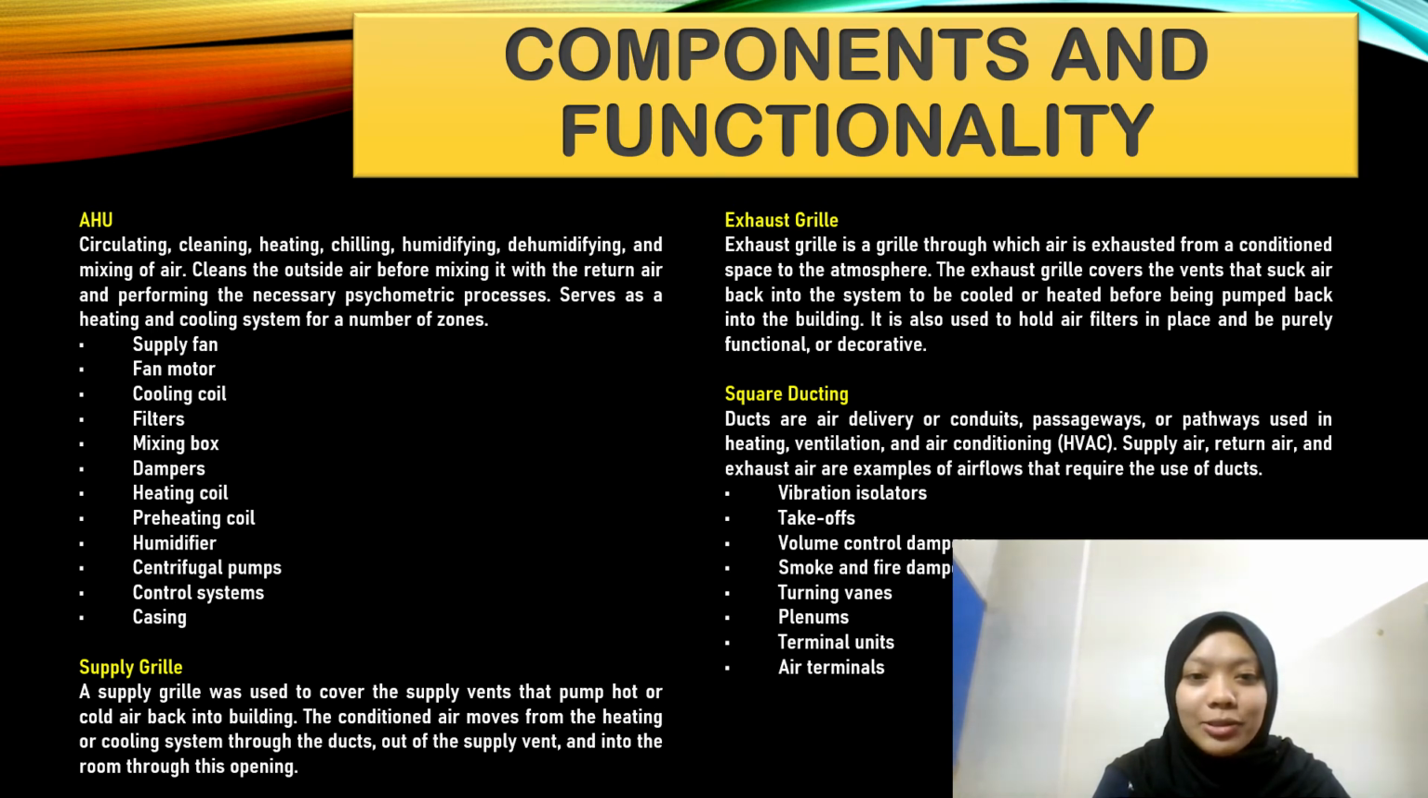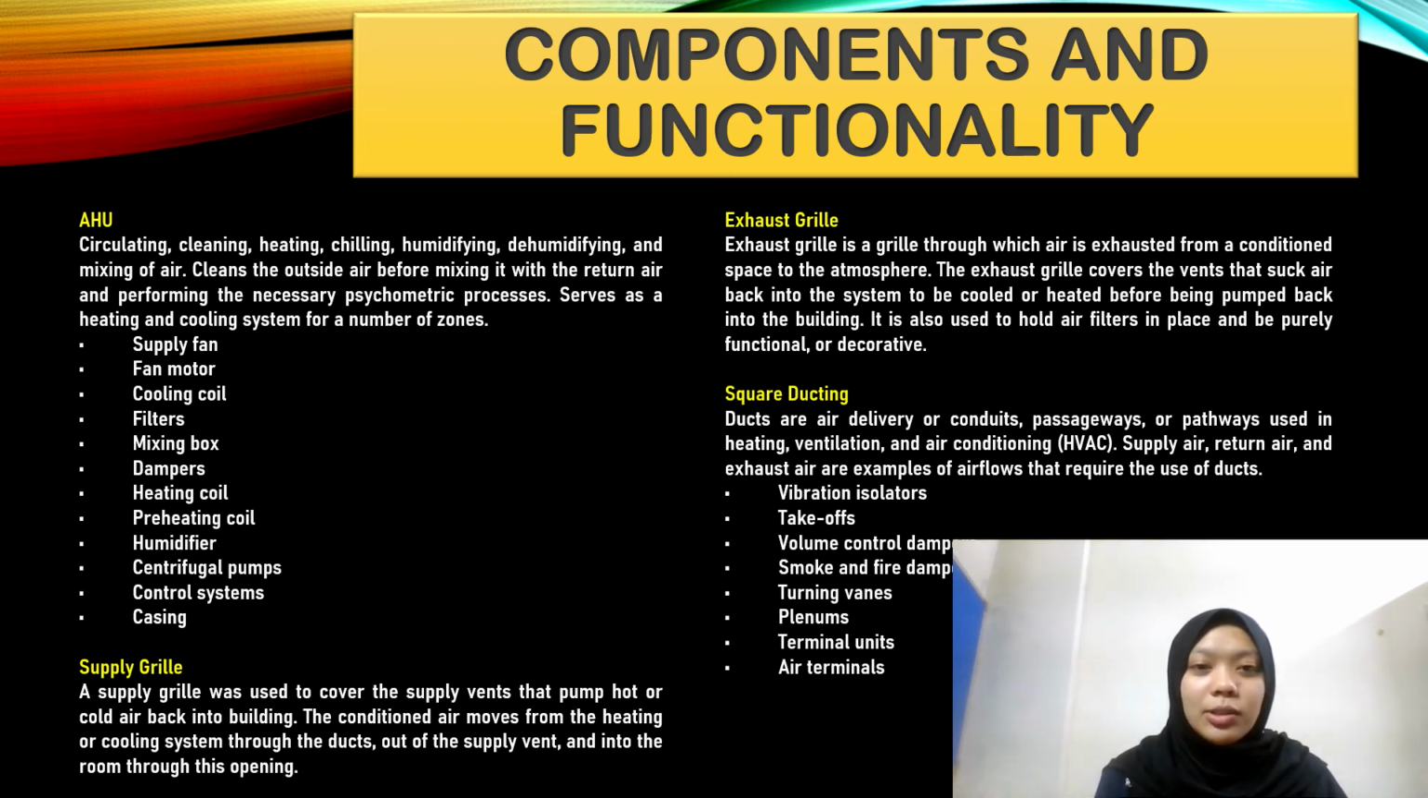The third is the exhaust grill. The exhaust grill is a grill through which air is exhausted from a conditioned space to the atmosphere. The exhaust grill covers the vents that suck air back into the system to be cooled or heated before being pumped back into the building. It is also used to hold air filters in place and can be purely functional or decorative.